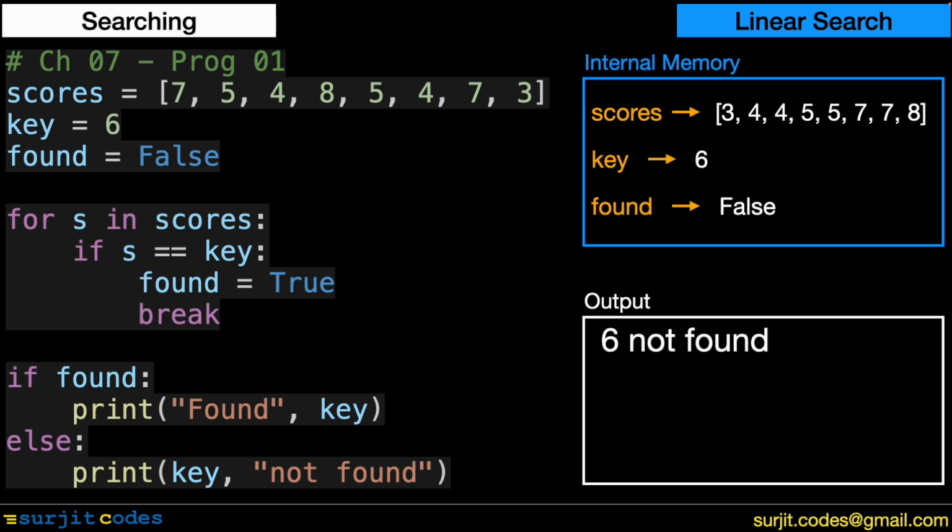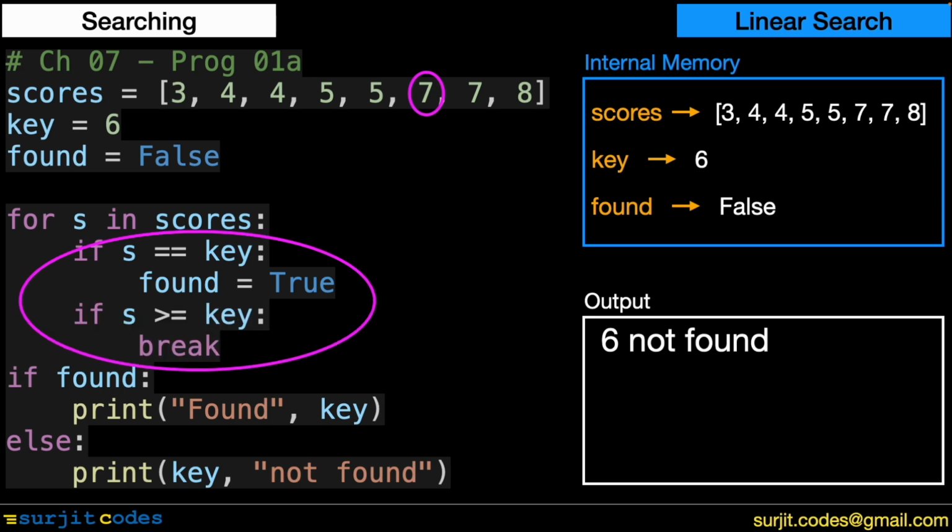An improvement is possible if we use the sorted list. Once again, we start searching from the beginning of the list. We stop going ahead if S becomes greater than key, and therefore we do not have to scan up to the end of the list. For this, we split the if statement into two ifs as shown.